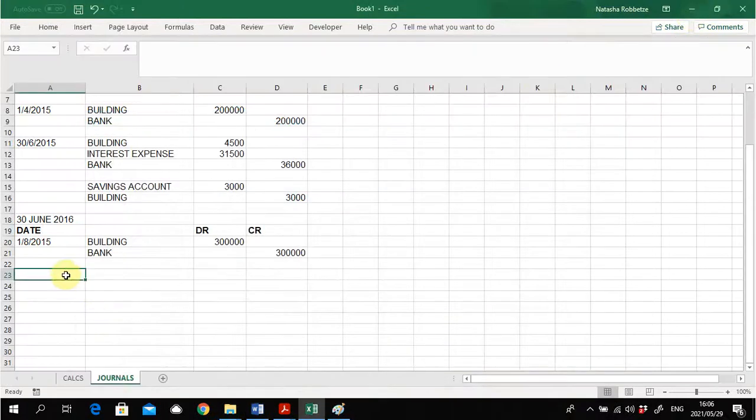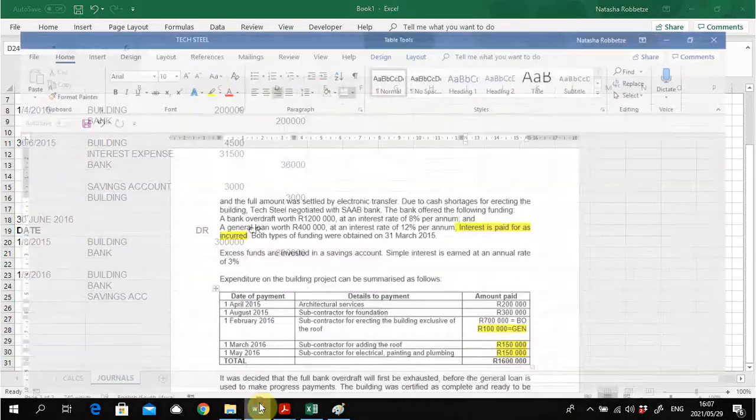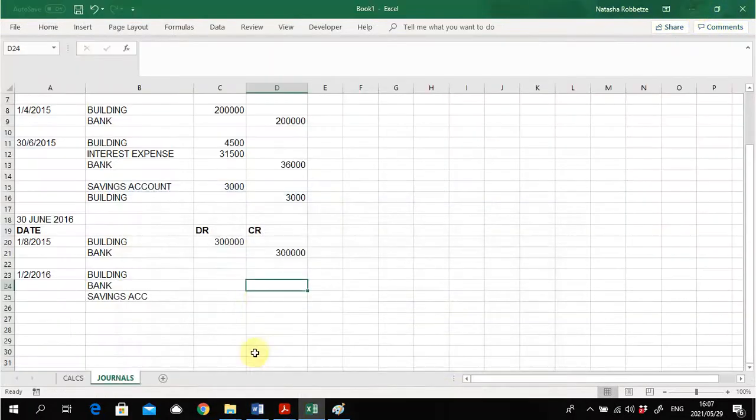So I'm going to say on the 1st of February 2016, I will increase my building. Some will come from my bank and some will come from my savings account. The amount that comes from my bank account is 700,000. And 100,000 will be taken from the savings account. And the total for the building is then 800,000, which is the total progress payment.